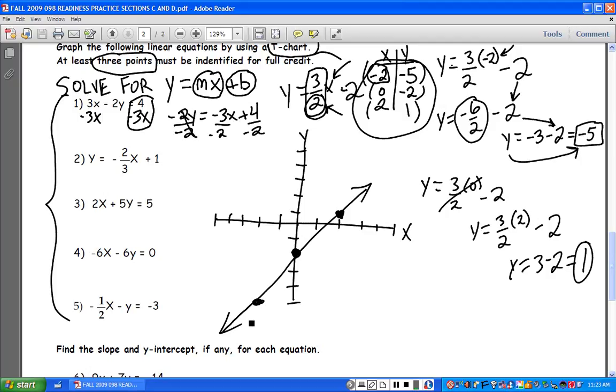Alright, so there you have it. Your T-chart and your graph. So there's your answer for that one. Again, all of these problems we're solving for y, and we're forming our T-chart.